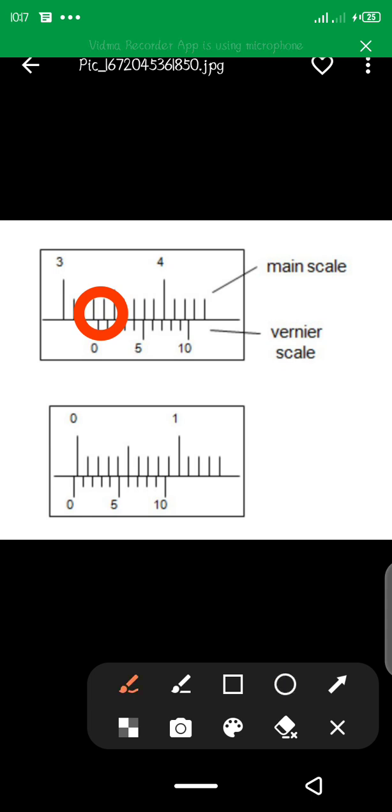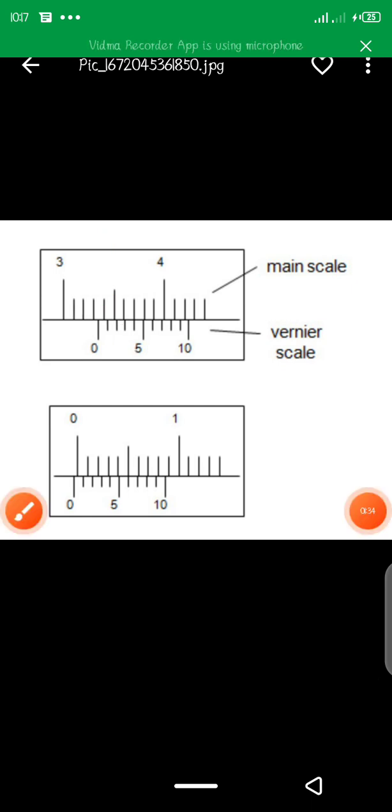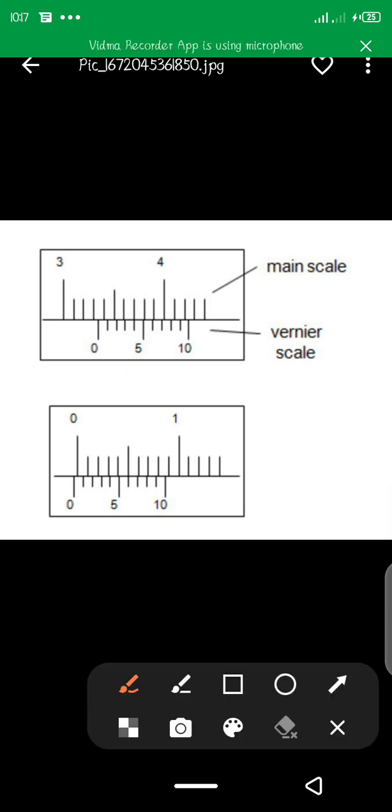This line, that particular line, should be 1, 2, 3. That should be 3.3 centimeter. So your main scale reading will be 3.3 centimeter. Now you jump to your vernier scale. You are going to stop your reading of the vernier scale where the lines on the vernier scale coincide with the line on the main scale.